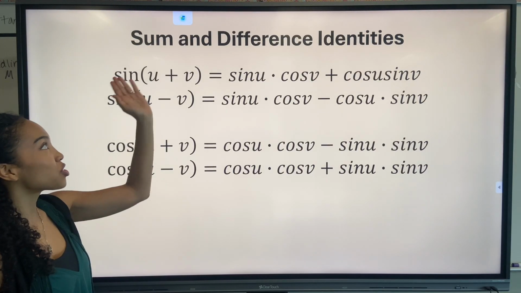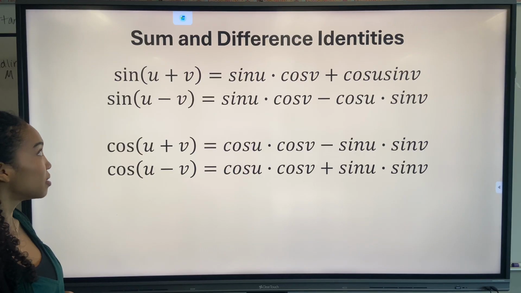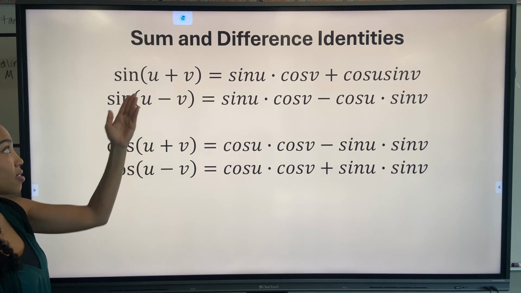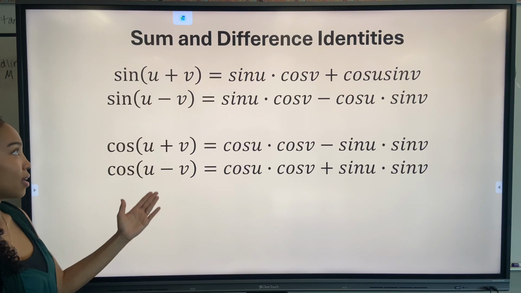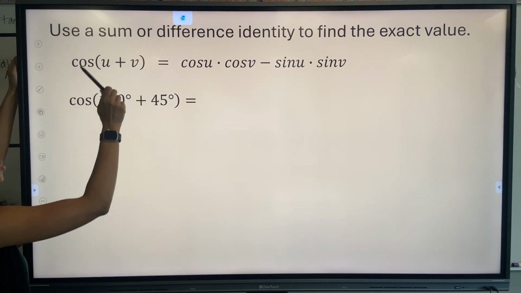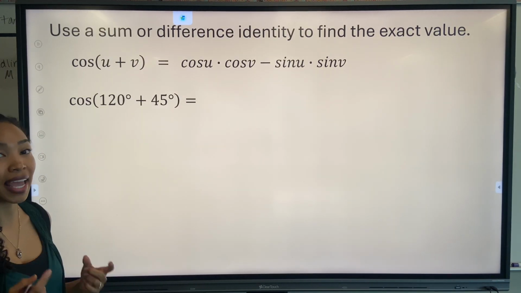Today's lesson is over sum and difference identities, and these are the 4 different variations that you'll see. You have sine identities and cosine identities. Some have a plus sign, some have a minus sign. So let's try our first example. We are going to use the sum or difference identity to find the exact value of an angle.